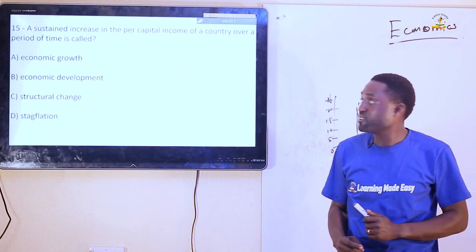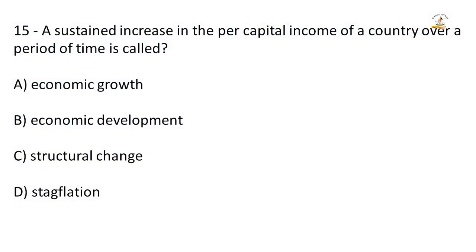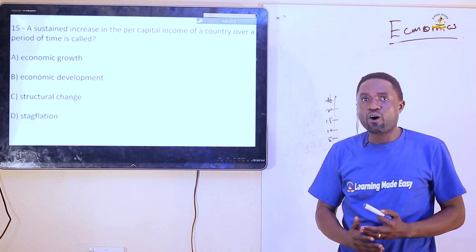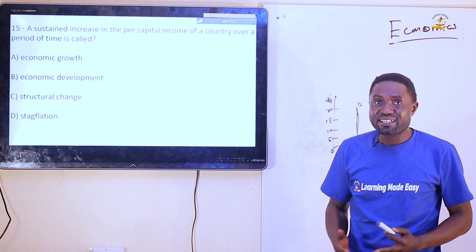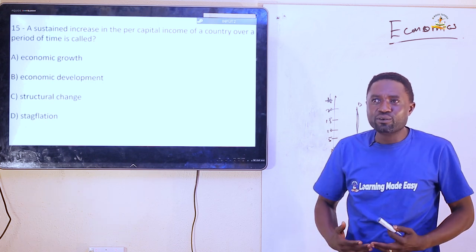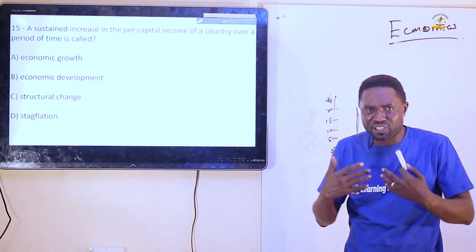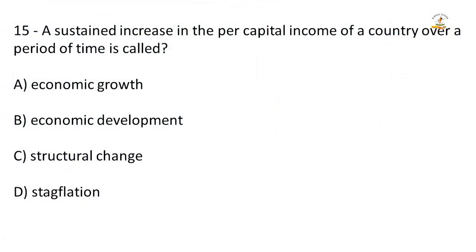Question number 15. A sustained increase in the per capita income of a country over a period of time is called economic development. If the per capita income of people within the society is increased, if it is sustained, a sustained increase in per capita income of a country over a period of time is called A, economic growth, B, economic development, C, structural change, D, stagflation. The perfect answer to that is economic development.